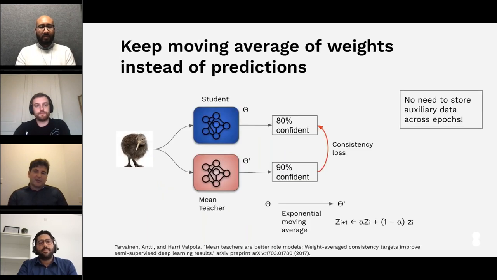Here they don't store the moving average of the predictions, but they store the moving average of the weights of the model. So you have another model, which is called the mean teacher. It's updated not through SGD, but rather through the exponential moving average of the weights of the student model. Basically, for each image you get a prediction from the student and from the teacher, and then the student shouldn't be too far from the teacher at any given point.